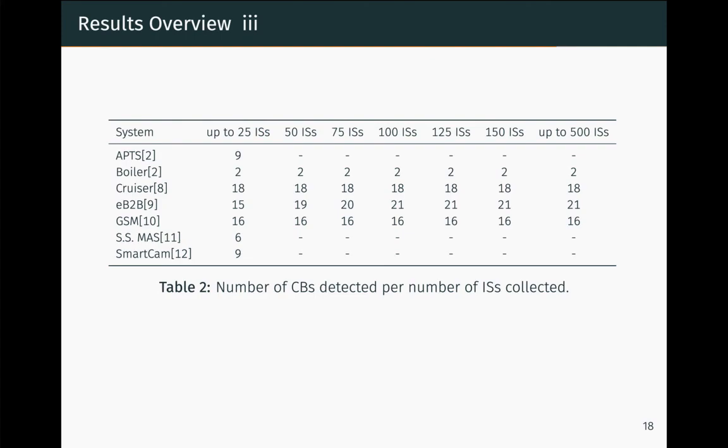Another analysis we did is we checked how many common behaviors were detected by how many implied scenarios were collected. So here we see that at 100 implied scenarios, we collected the most common behaviors for all systems. So after 100 implied scenarios, we will not gain any new information for the analysis we did with our methodology. So this could save time when collecting implied scenarios, because we don't have to go up to 500, we could actually stop at 100.